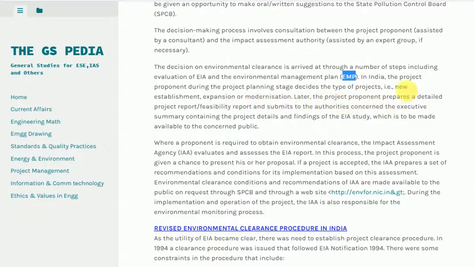Later, the project proponent prepares a detailed project report/feasibility report and submits to the authorities concerned the executive summary containing the project details and findings of the ESE study, which is to be made available to the concerned public.